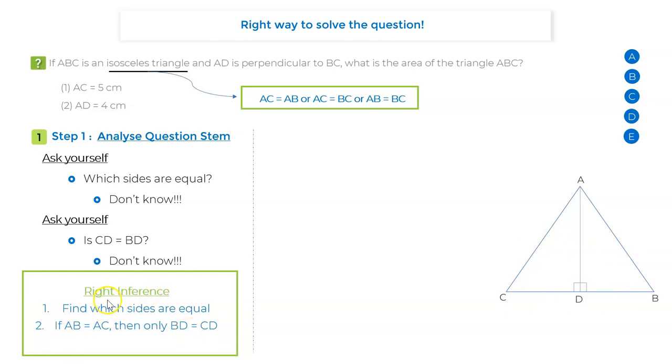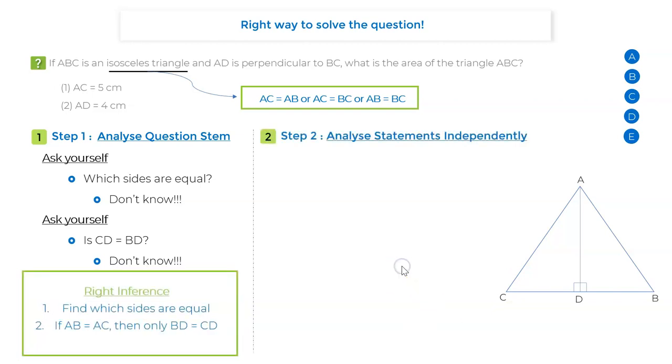And also you should infer that, hey, I don't know which two sides are equal, so I'll try and find out which sides are equal. And if AB and AC are equal, then only will I say that BD and CD are equal. Okay, so that's the right approach: not assuming anything, asking myself the right question and solving it.